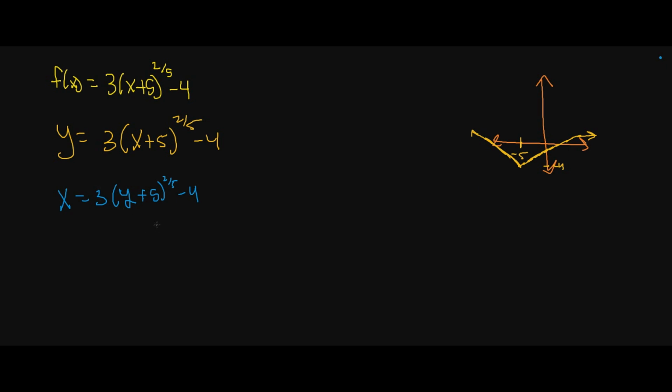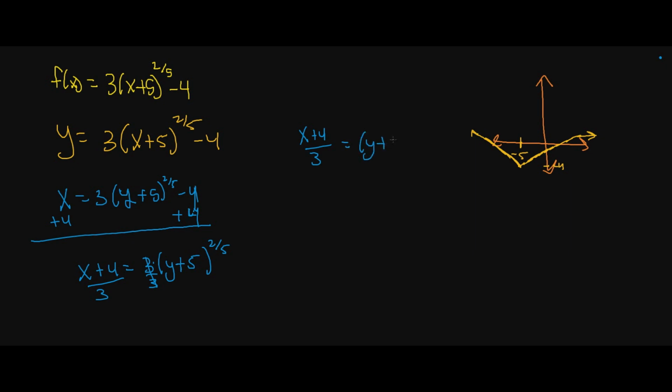Now, just like before, the inverse does the exact opposite, so we're going to add 4 to both sides, and we get x plus 4 is equal to 3 times y plus 5, all raised to the 2/5. What do you do to get rid of the multiplication by 3? Well, you divide by 3. You can divide each of these individually, but in this video I won't do that. I'll just leave it like this, just to show you that there's flexibility.